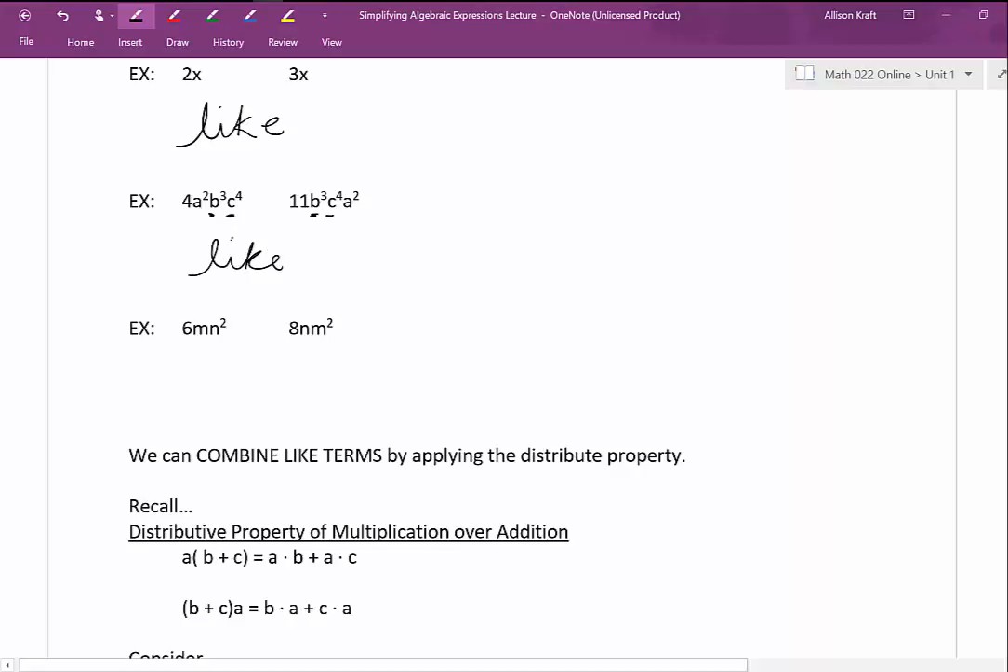It's most common that we will have different numerical coefficients on our terms, whether they're like or not. Our last example, 6mn squared and 8nm squared. I'll go through the same way. The first term has m raised to the first power. Does the second term have m raised to the first power? No, it doesn't. It has m raised to the second power. So these are not like terms.